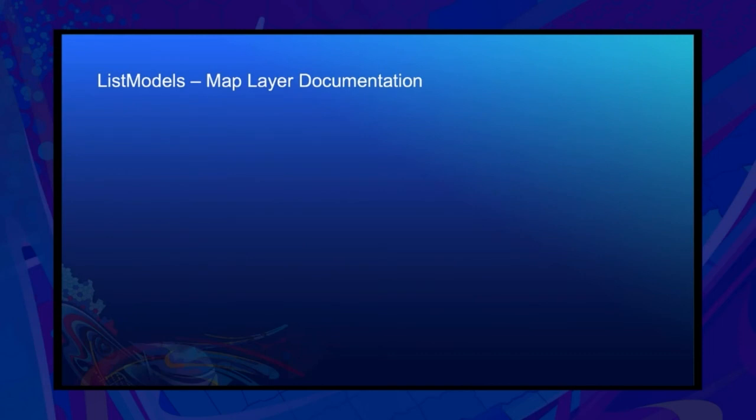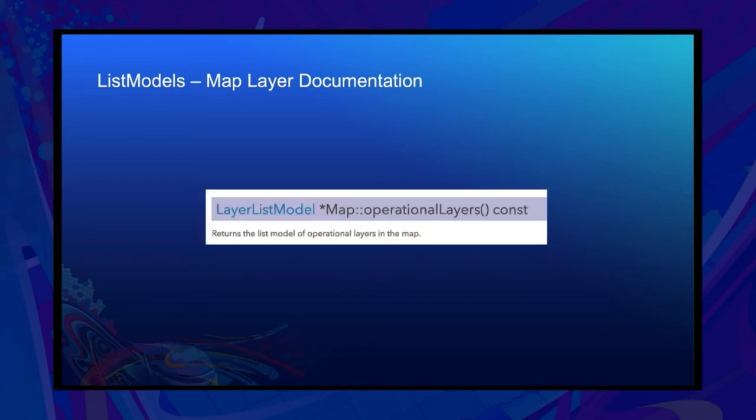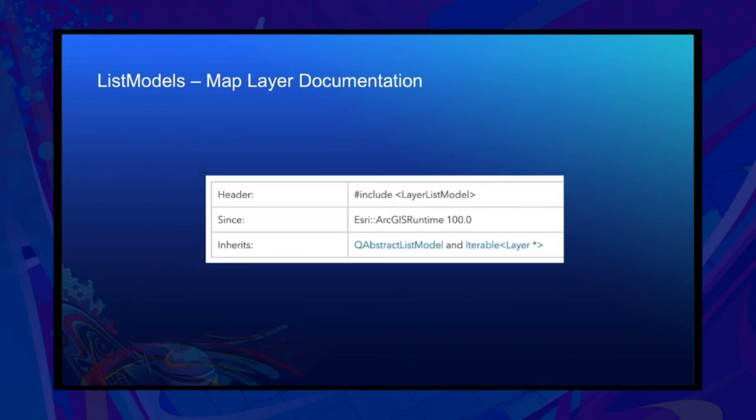So let's take a look at the map API documentation. Here you can see we have a getter called operational layers on the map, and that returns a layer list model. When we go to the layer list model documentation, you can see it inherits QAbstractListModel. QAbstractListModel is the standard type that Qt exposes for you to create your own list models. So any list model in Qt will be created from a QAbstractListModel.